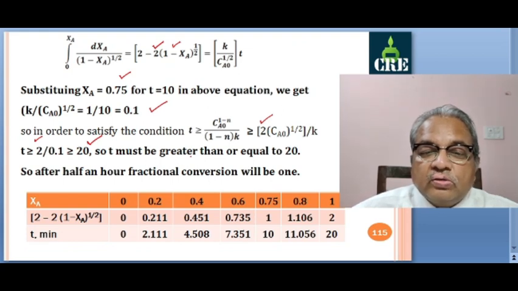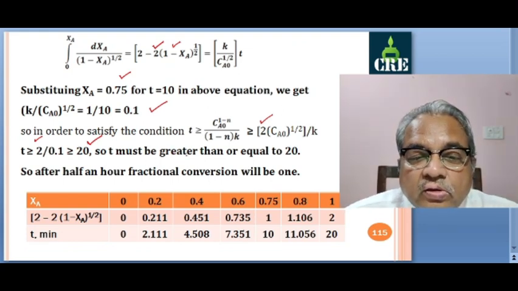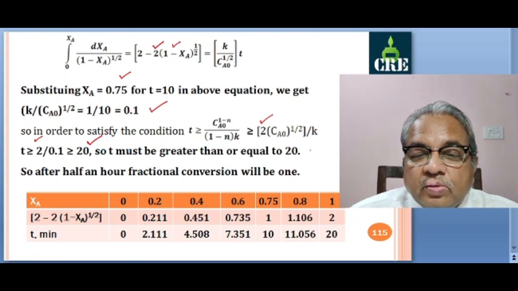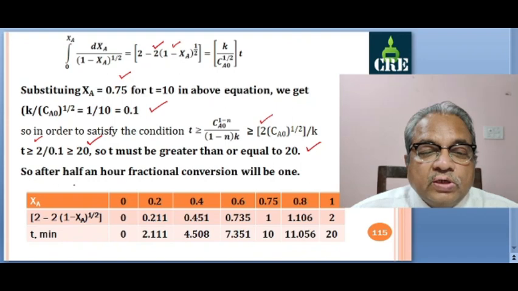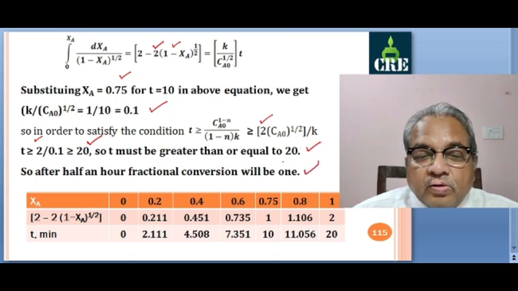We must not continue the integration beyond time t equal to 20 minutes. So the question is, for half an hour find the conversion. In 20 minutes conversion is 1. So in 30 minutes also it will be 1, in 60 minutes also it will be 1. There is no point in carrying out the reaction further. Same thing is established here.